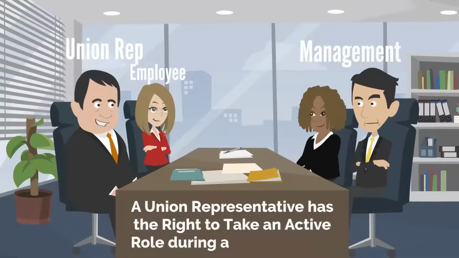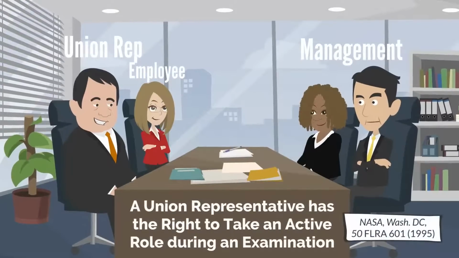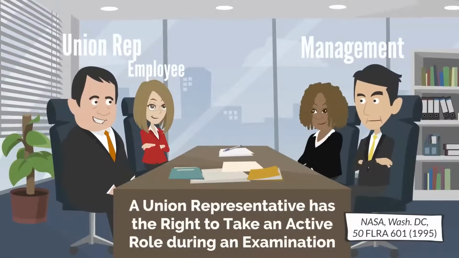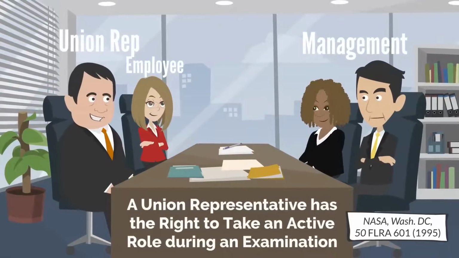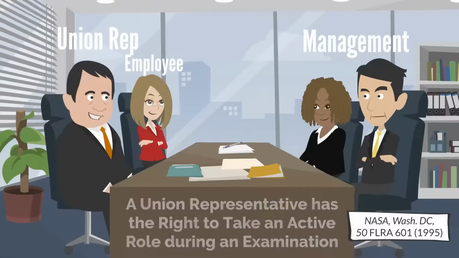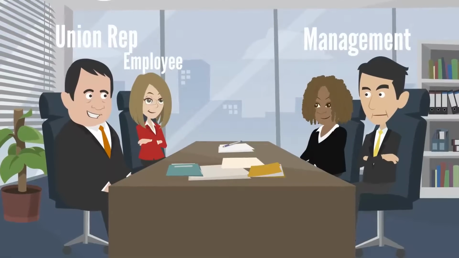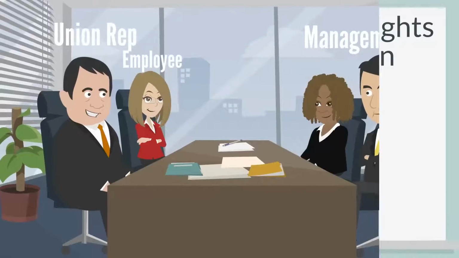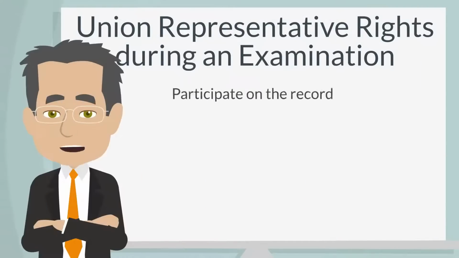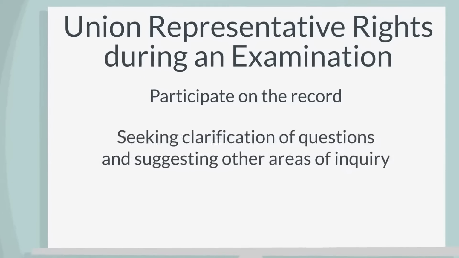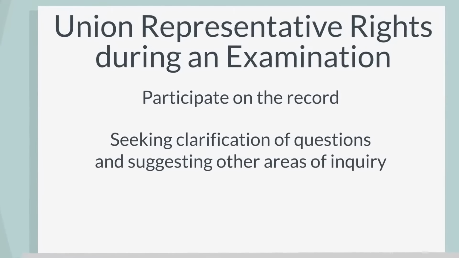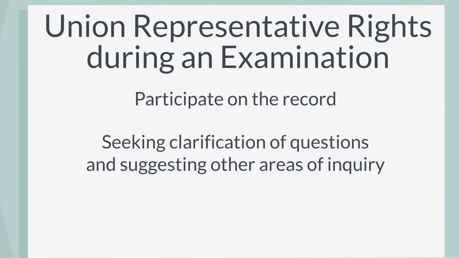The union representative at an investigatory examination has the right to take an active role. This includes the ability to speak with the employee to make sure the employee is understanding the questions, and the representative is allowed to ask questions to elicit exculpatory information. This also includes the right to speak or participate on the record. The union representative's role can also include seeking clarification of questions and suggesting other avenues of inquiry.